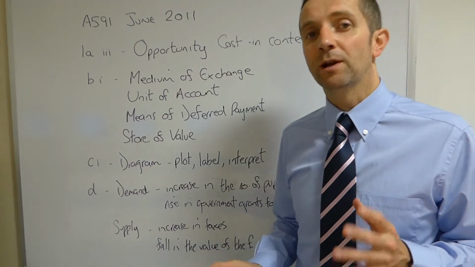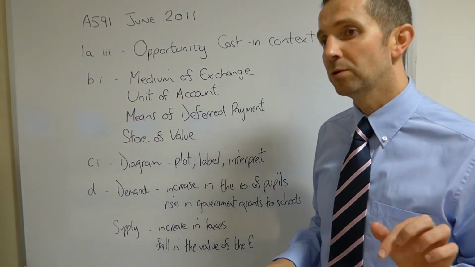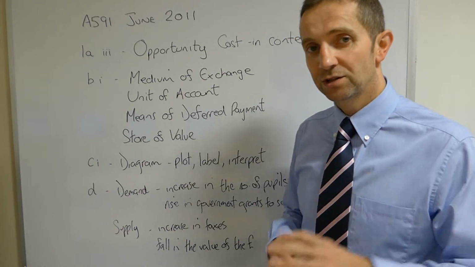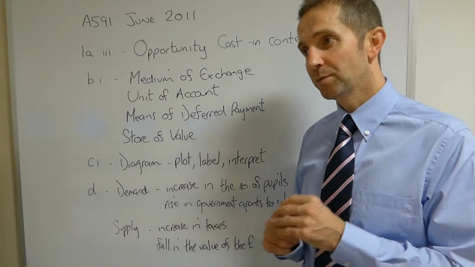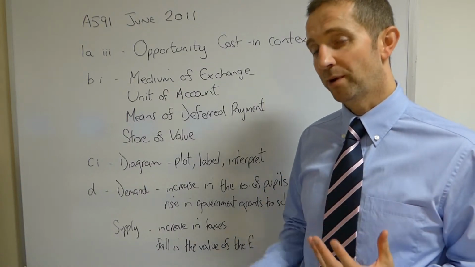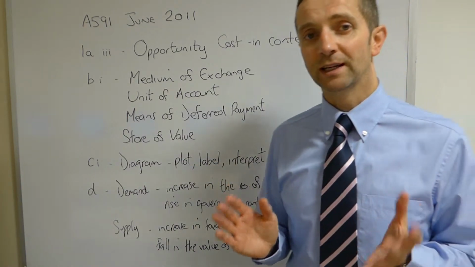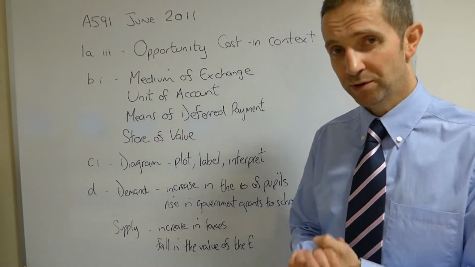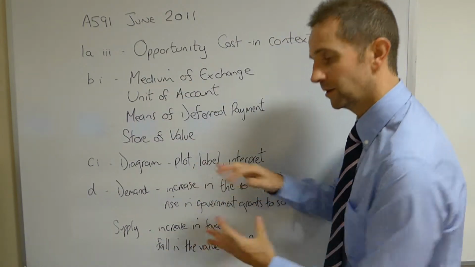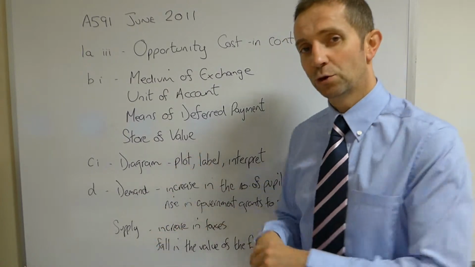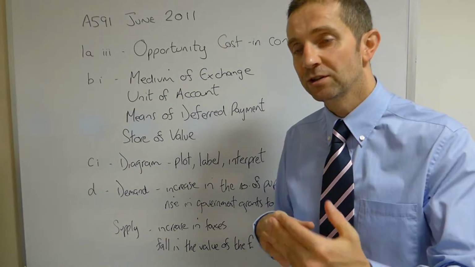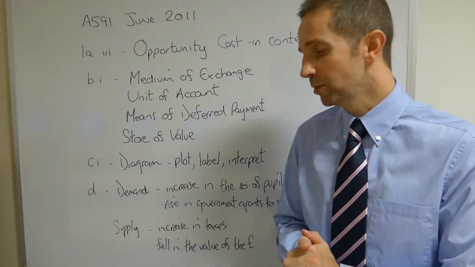Or if the desks were imported, a fall in the value of sterling, a depreciation in the value of sterling, would put the price of exports down, but it would put the price of imports up. So if we were importing these desks from abroad, that would put the price up. So you need to look at these two factors and draw a couple of diagrams to explain them, and make sure that you draw your diagrams and interpret them properly.